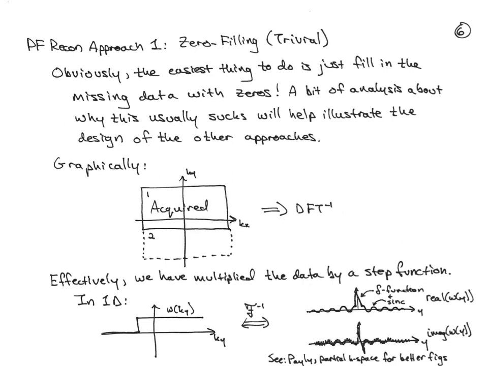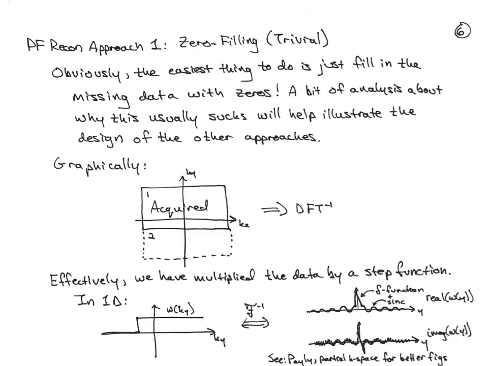So the very simplest thing we can do to reconstruct this data is to just not put anything in the zeroed out region at all. I call this a trivial reconstruction, because you just take the data you have, you put zeros everywhere else, and then you just take the discrete Fourier transform as you would if your original image had zeros in that part of k-space. A bit of analysis as to why this method kind of sucks will help illustrate the design of the other approaches. And I'll note that yes, it sucks, but it actually is used fairly often, even though it can incur artifacts.